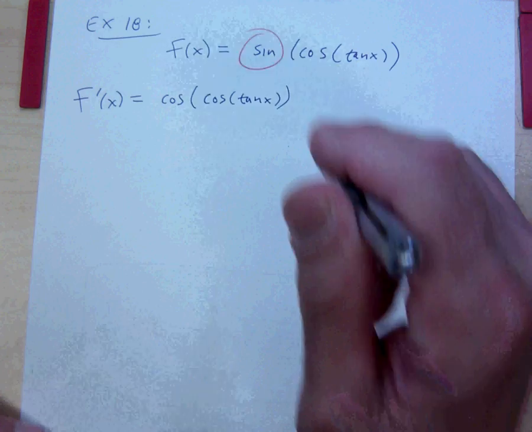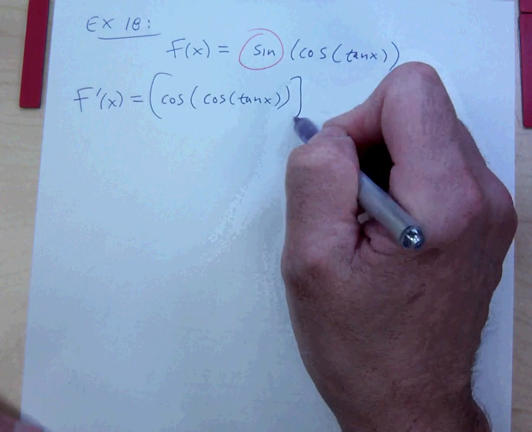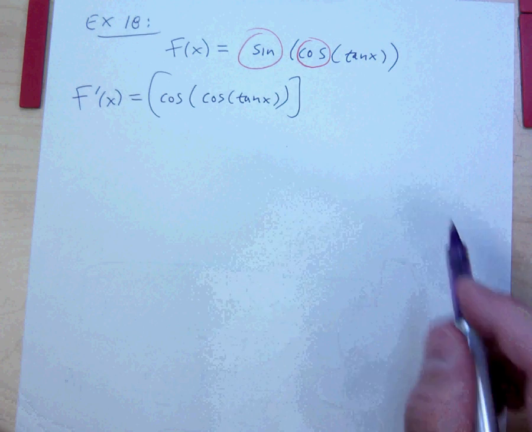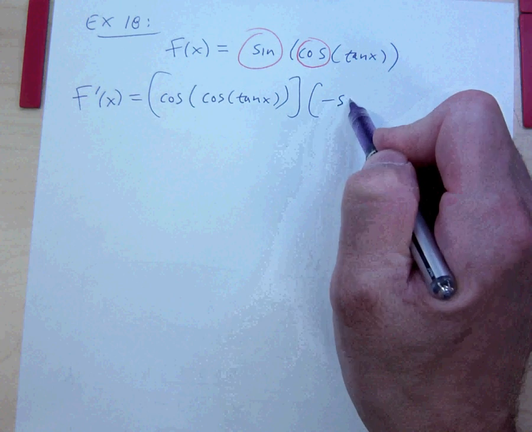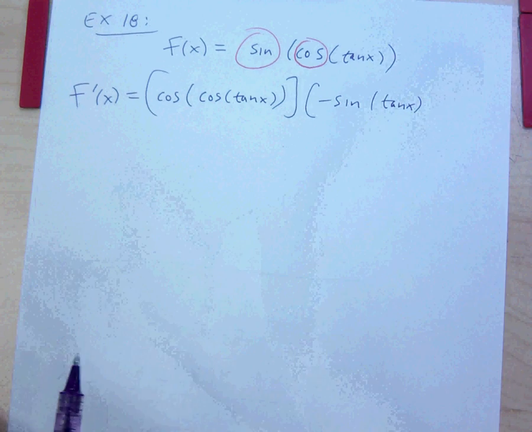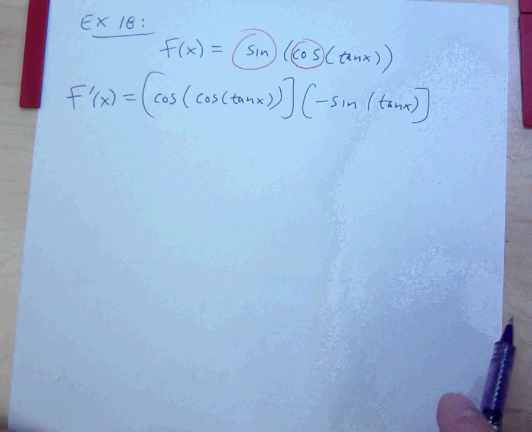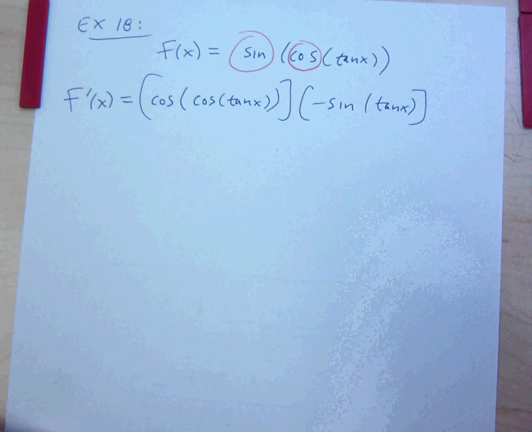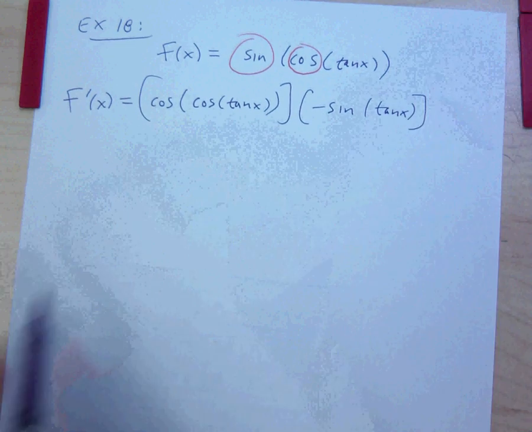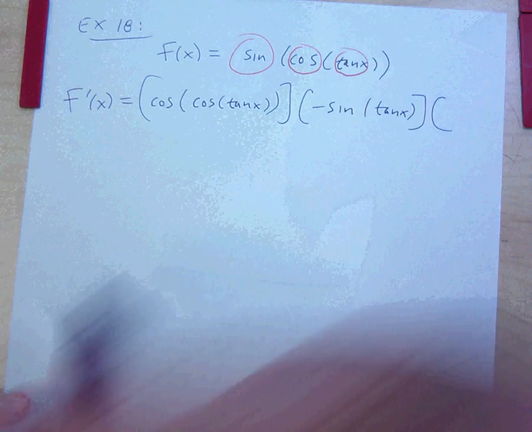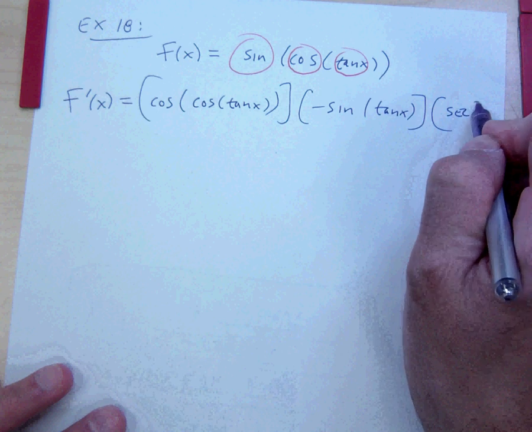Okay, now you multiply that by the derivative of the inside. So now I go and take the derivative of cosine, which is what? Negative sine. And I put that inside back in exactly the way it was. Are you with me, guys? So I put that inside back in exactly the way it was, right? And now I take the derivative of the inside of that. So what's the derivative of tangent? Secant squared, and I put the x back in the way it was.